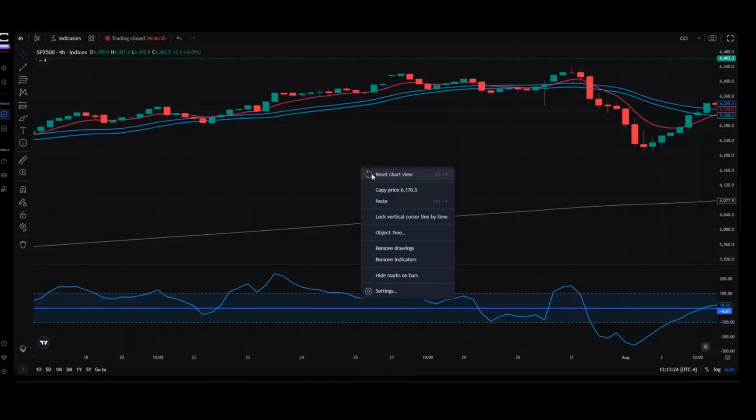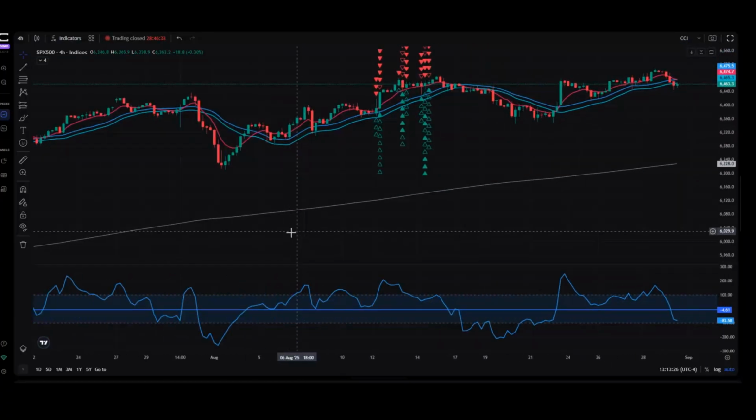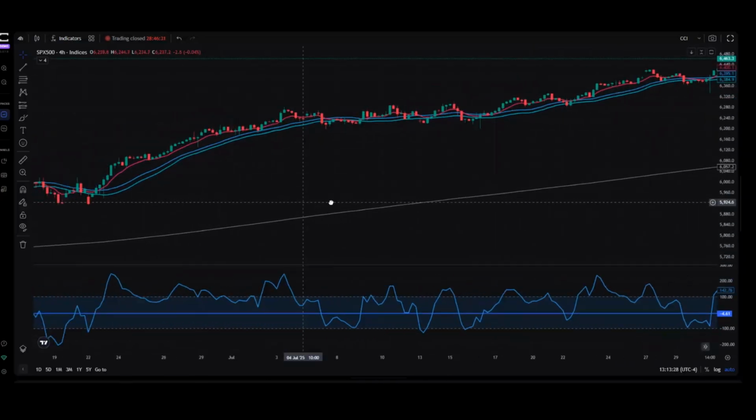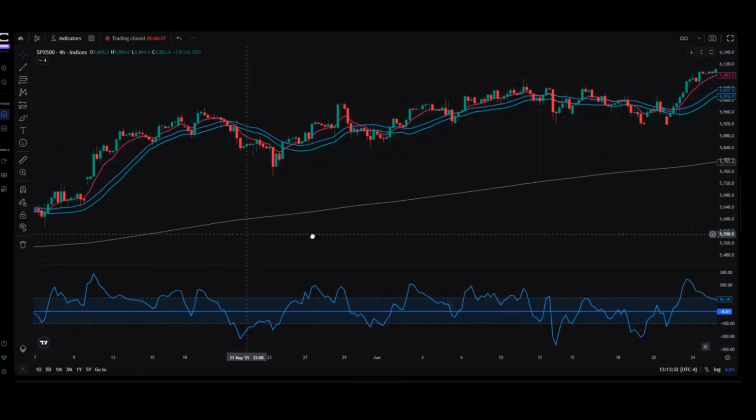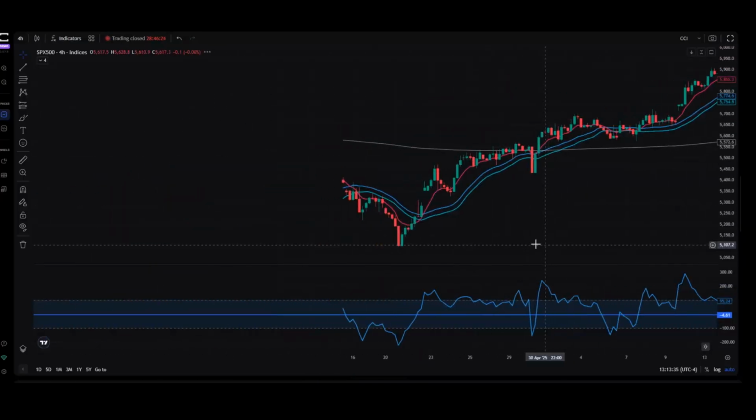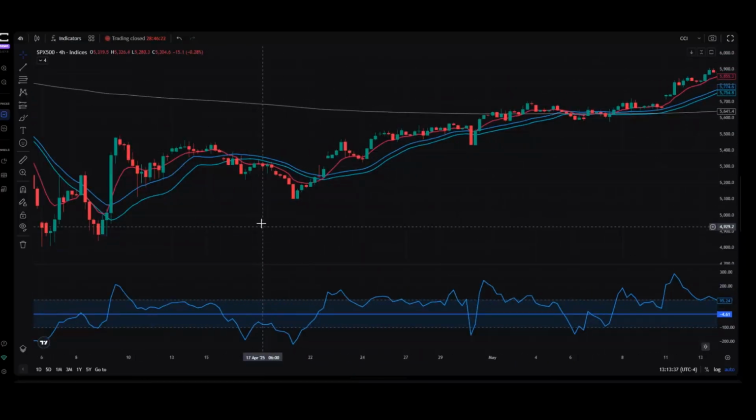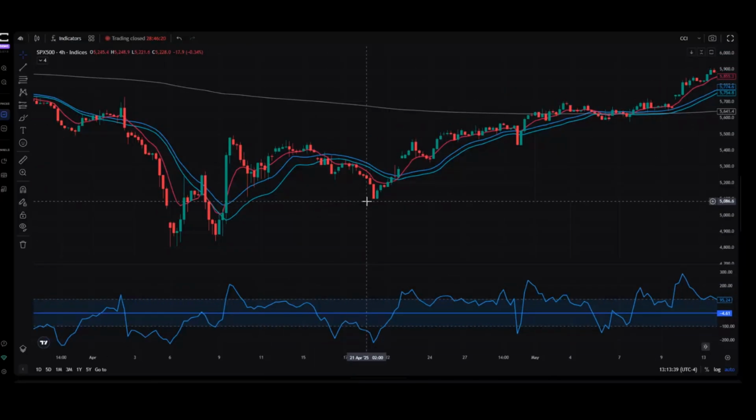Okay, there we go. All right, so as we can see, let's find other examples. We're on the 30-minute chart, by the way, so each candlestick equals 30 minutes. All right, so here's another example. This was all the way back in April, the 20th or 21st, a correction.